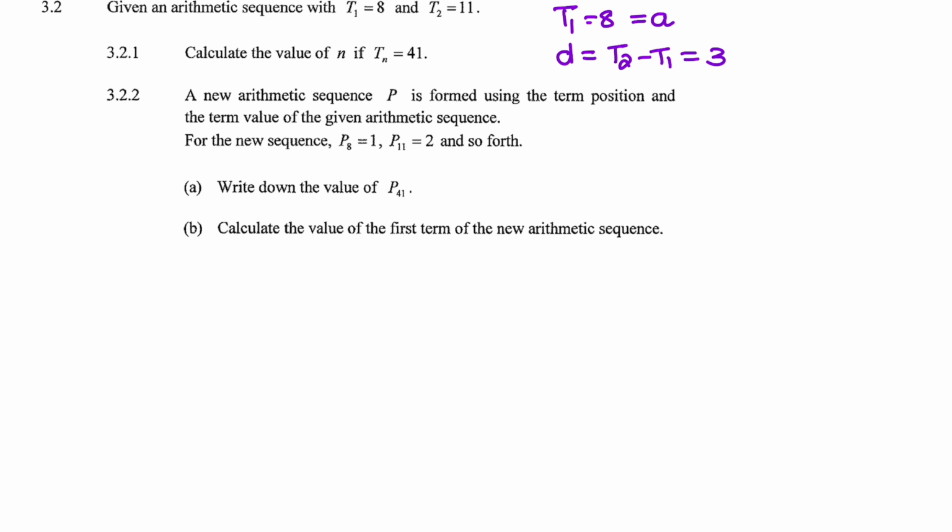3.2.2. A new arithmetic sequence P is formed using the term position and term value of the given arithmetic sequence. For the new sequence, P8 is equal to 1 and P11 is equal to 2 and so forth. Write down the value of P41. So in the previous question, we found that term 12 is equal to 41. So what I simply need to do is swap these two numbers. So P41 would be equal to 12.